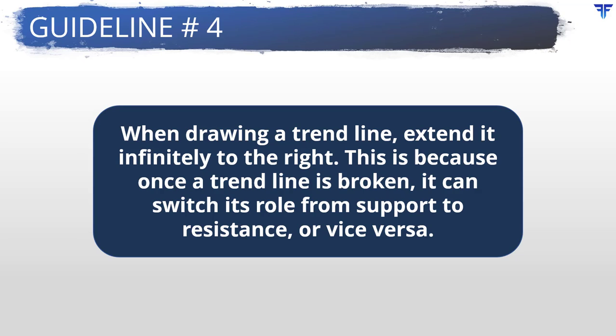In other words, once an uptrend line is broken, that uptrend line could act as a future area of resistance to price. Similarly, once a downtrend line is broken, that downtrend line could act as a future area of support to price.